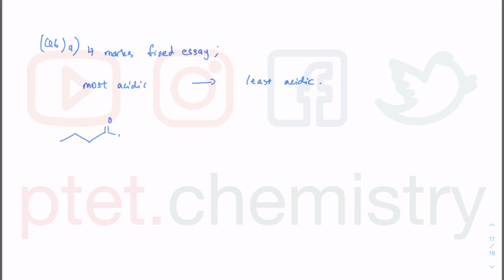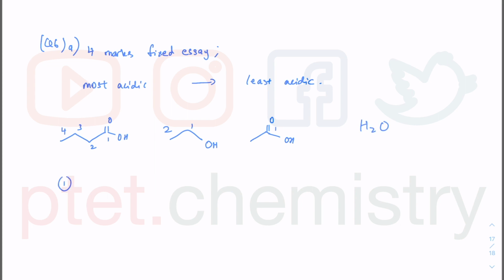Butanoic acid is a 4-carbon carboxylic acid, and we have ethanol. Ethanol is a 2-carbon alcohol, and we have ethanoic acid, a 2-carbon carboxylic acid. I don't know why my carboxylic acid is not drawn very well, but anyway. And I have water. Water is just H2O there.